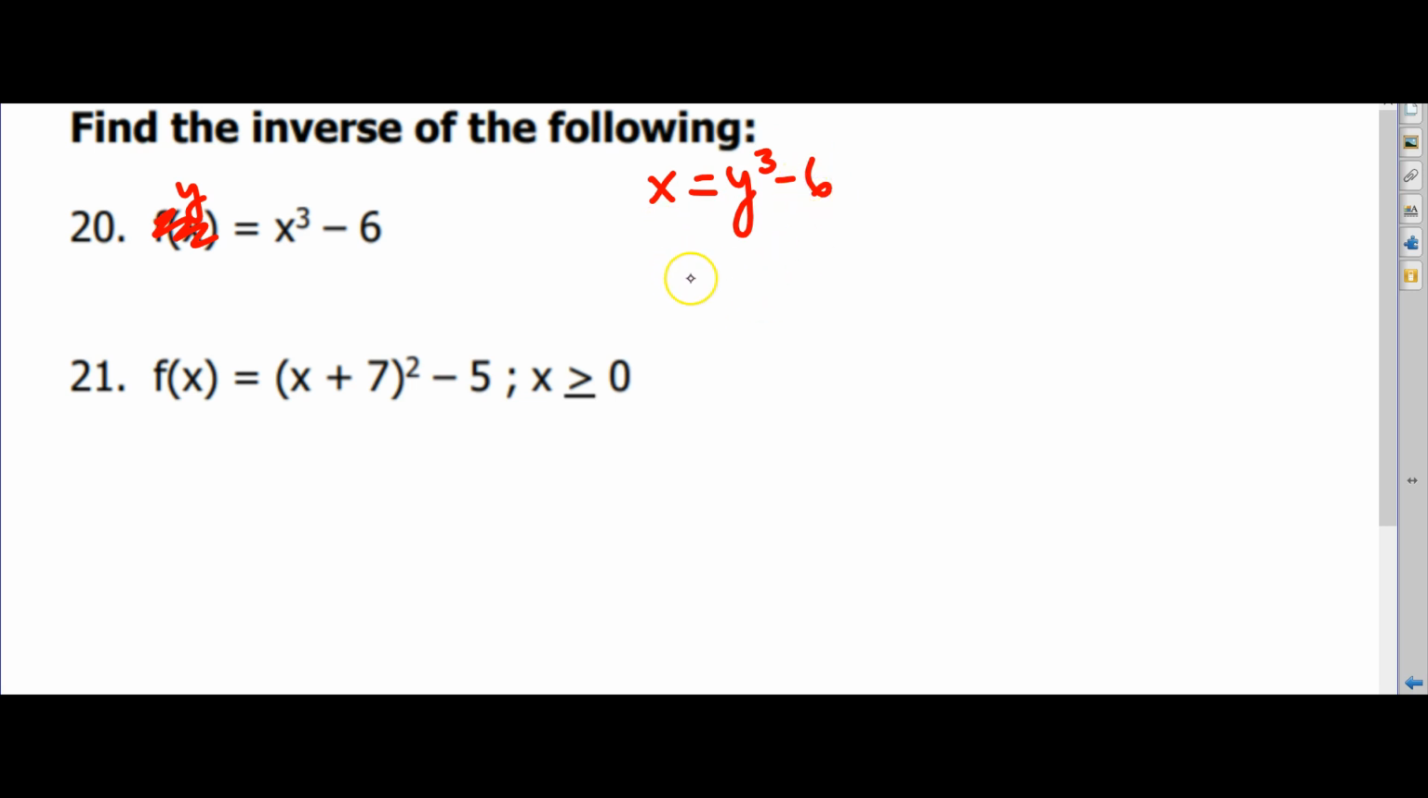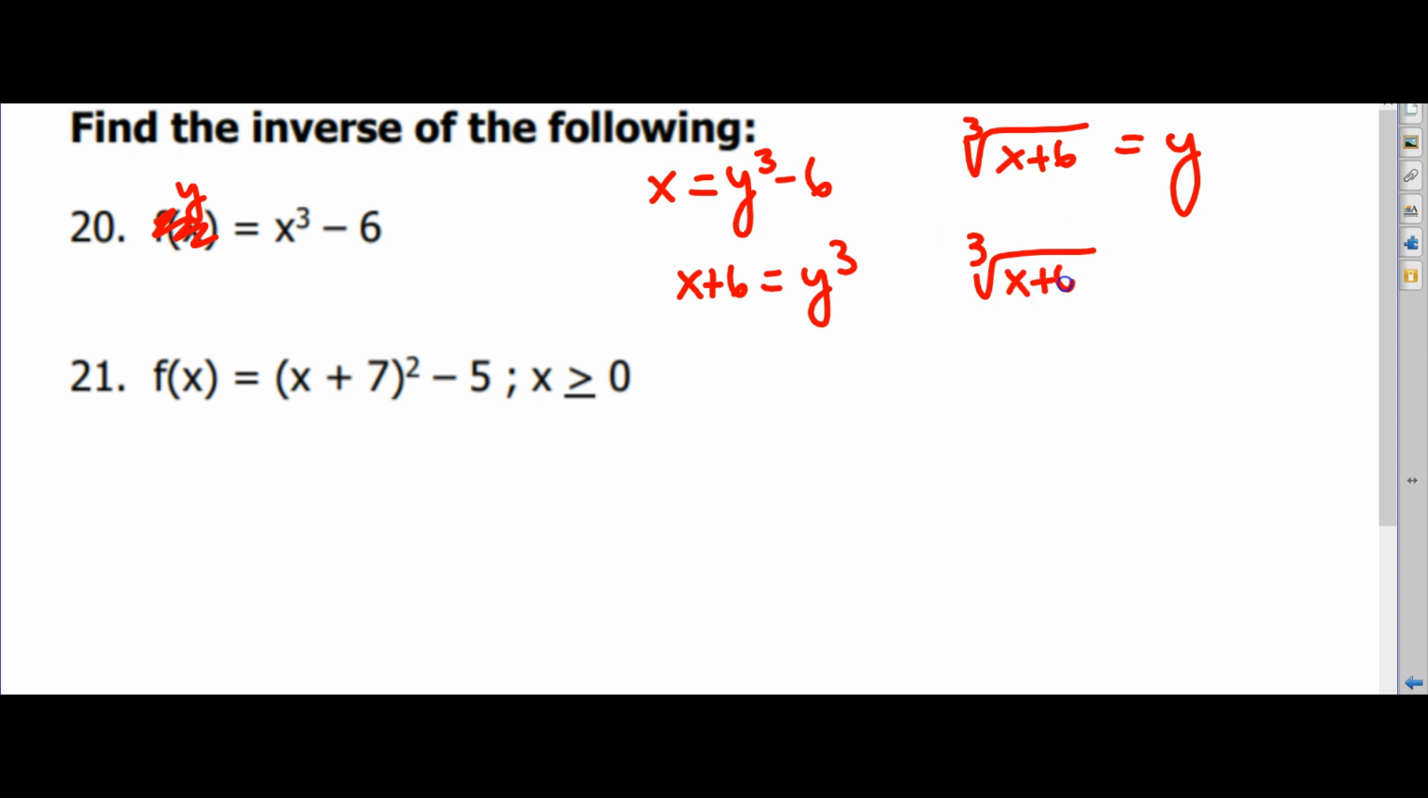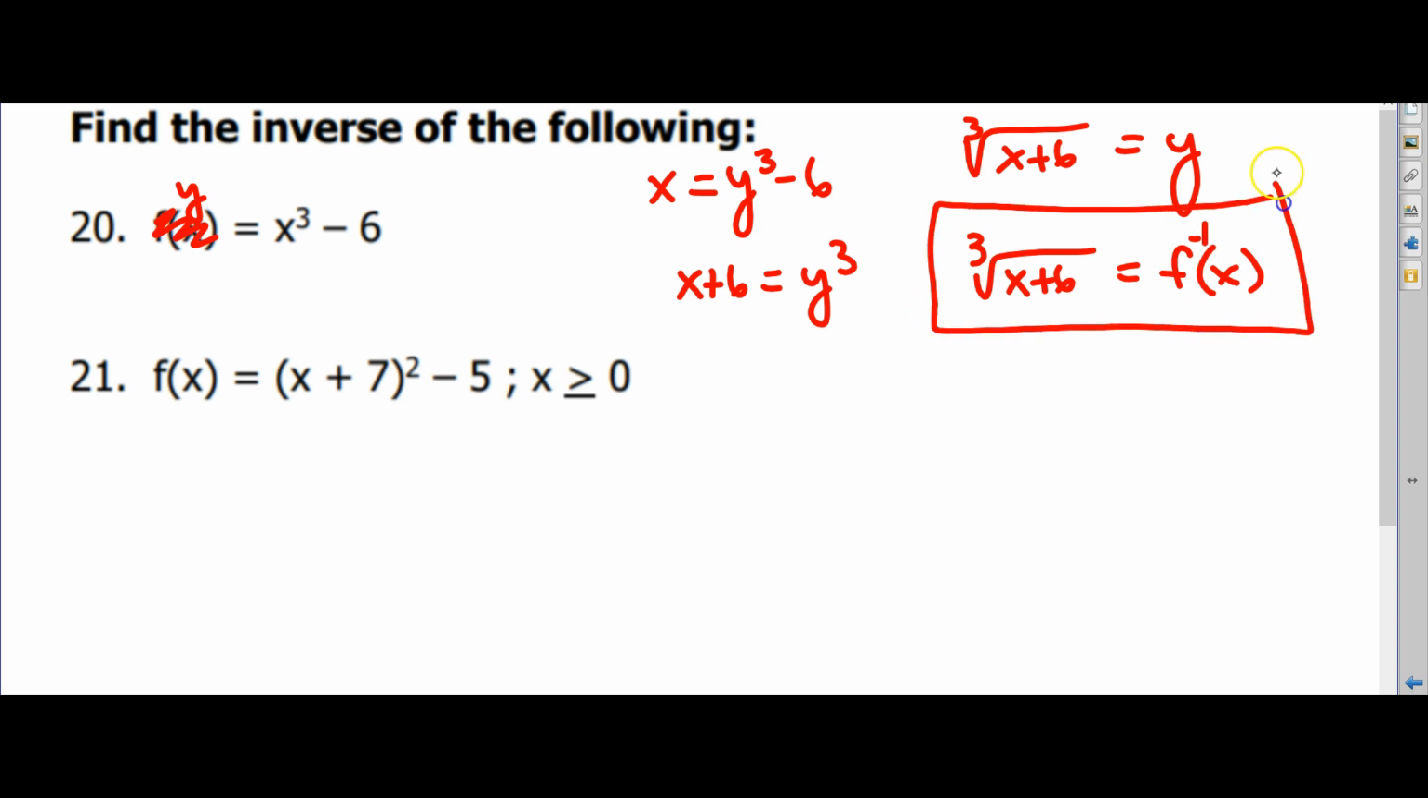To get y by itself, I add 6 and then take the cubic root. I'm going to write this up top now. So taking the cubic root of both sides gives me cubic root of x plus 6 is equal to y. So here's your inverse. And we can replace this now with the functional notation f of x, and we'll do that little inverse symbol right there to show it's the inverse of f of x.